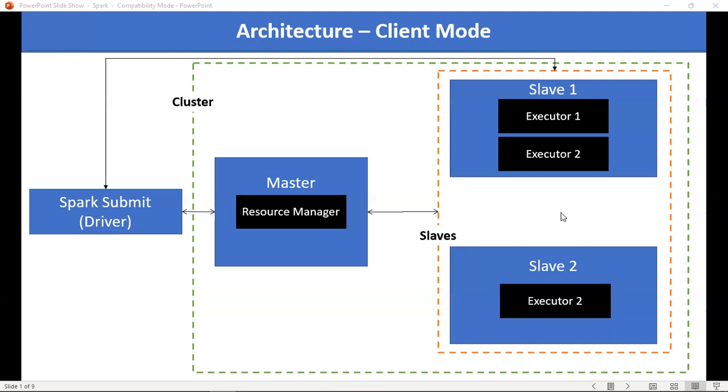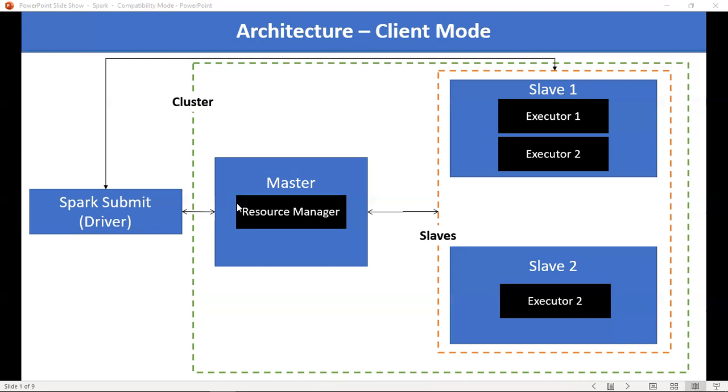Now, the visual that you see on your screen is basically a client mode. In client mode, you can think of a user sitting on his laptop and trying to submit his code to the cluster. He will use a software called Spark Submit, which is the blue block you see on the left-hand side. Your program is called a driver program. You submit your code using Spark Submit, and this code goes into the cluster. The first node that it touches is the master node.